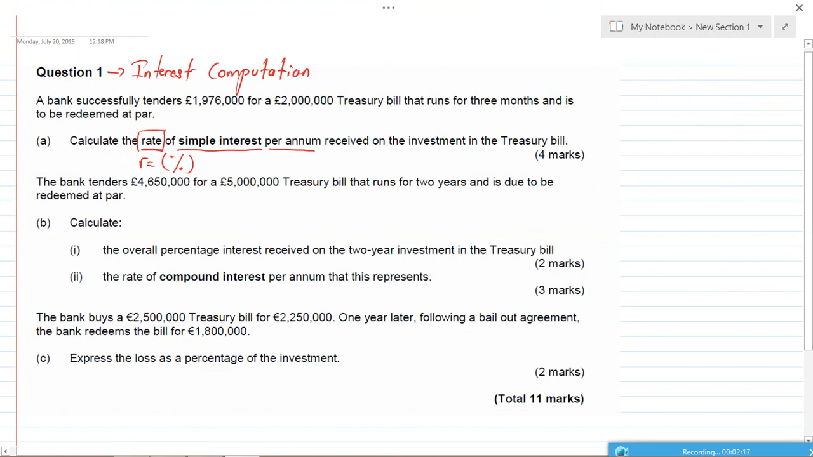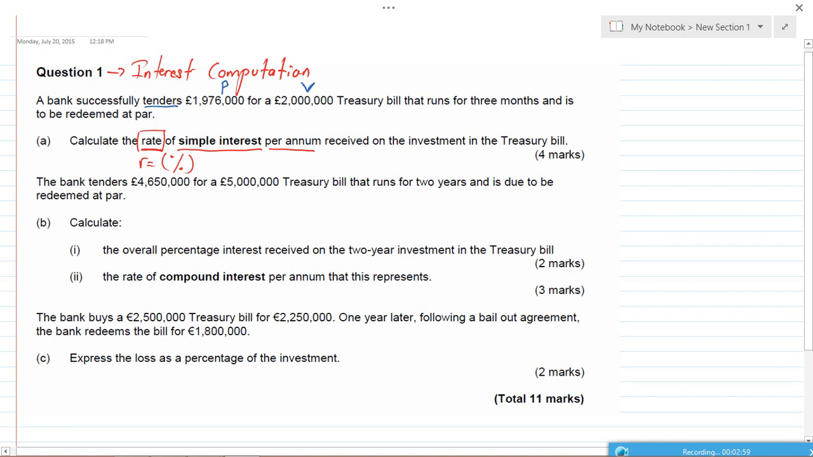A bank successfully tendered 1976. Let us cut down the zeros here, easy for us to calculate. You don't need to use so many zeros, cut down the 3 zeros. So 1976 for a 2000 Treasury bill that runs for 3 months and is to be redeemed at par. Basically they want the rate. A bank successfully tendered 1976, so that is your P, your principal. For 2000, that is your V.